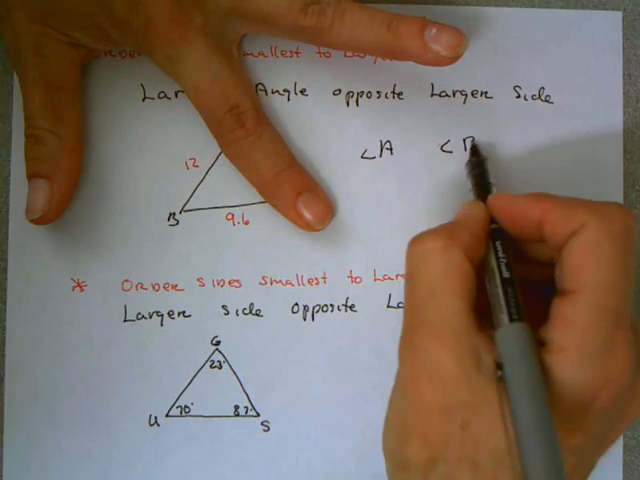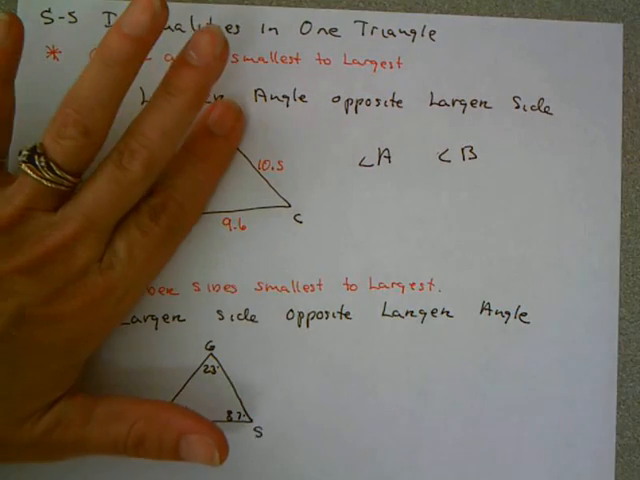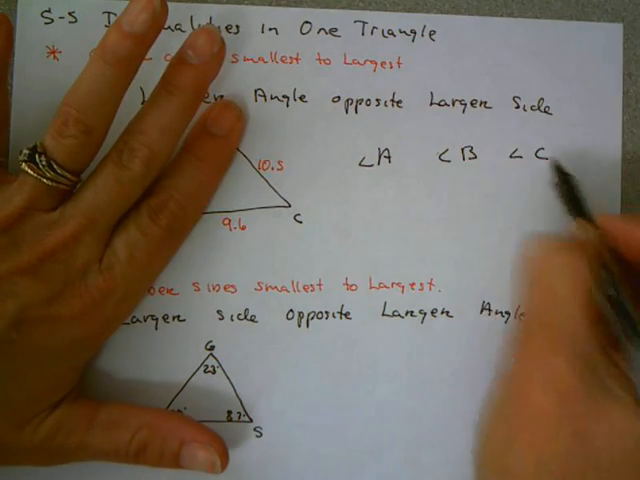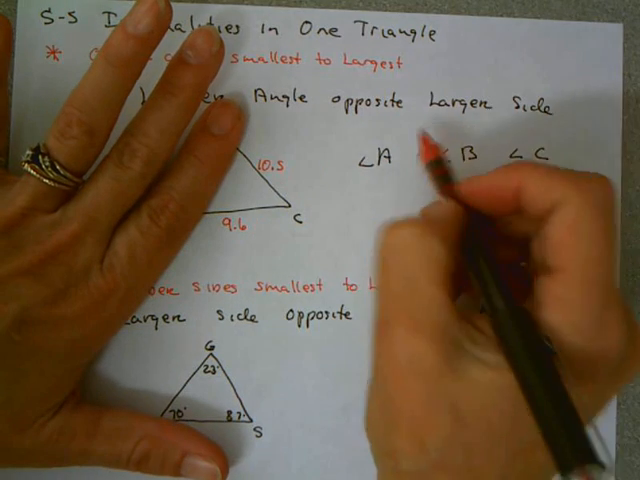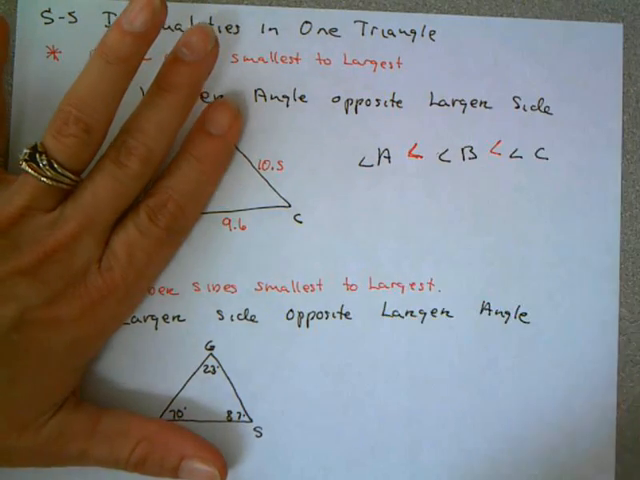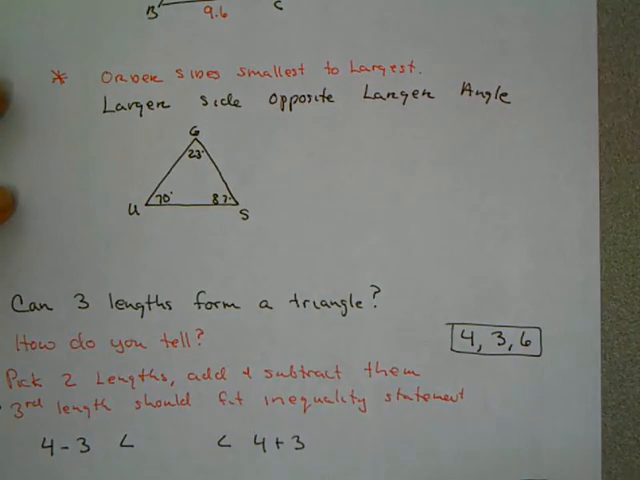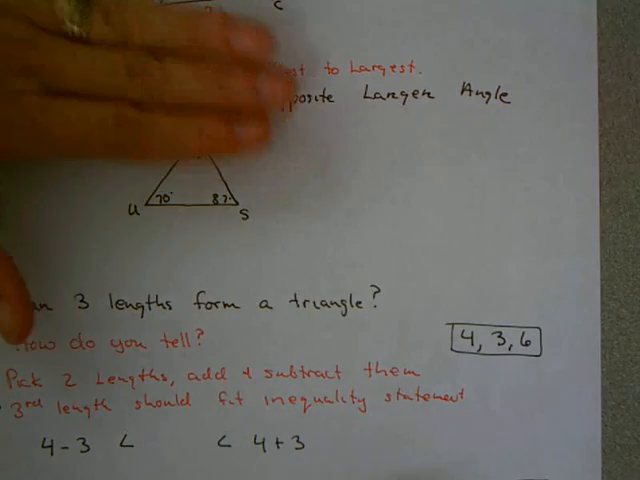When we want to put the sides in order from smallest to largest, I'm going to look for my smallest angle, cover that up, and I see US must be my smallest side. Now I'll go to my next smallest angle, that's going to be 70 degrees, and I'll cover that up, and I'll see GS as my next smallest side.